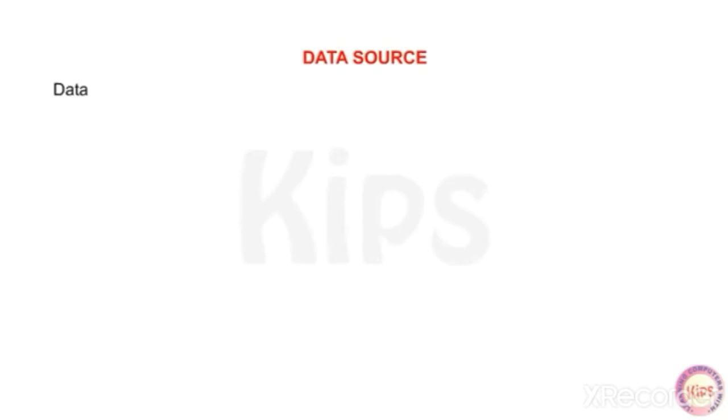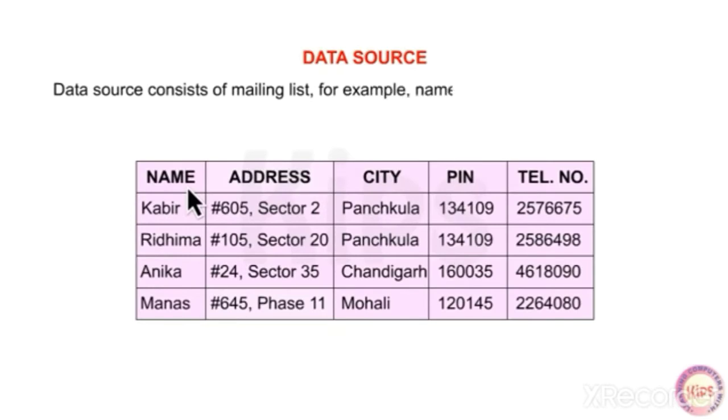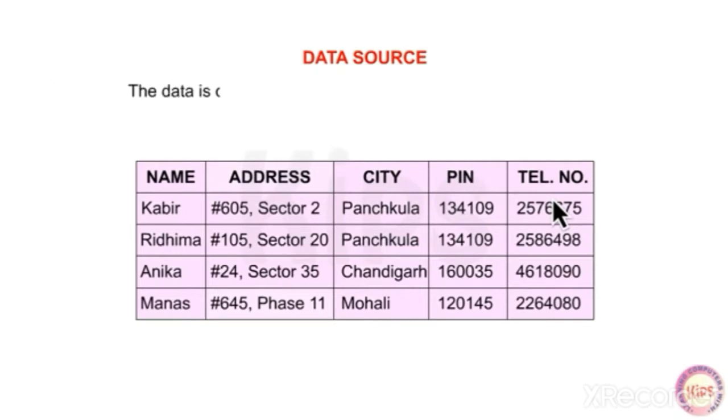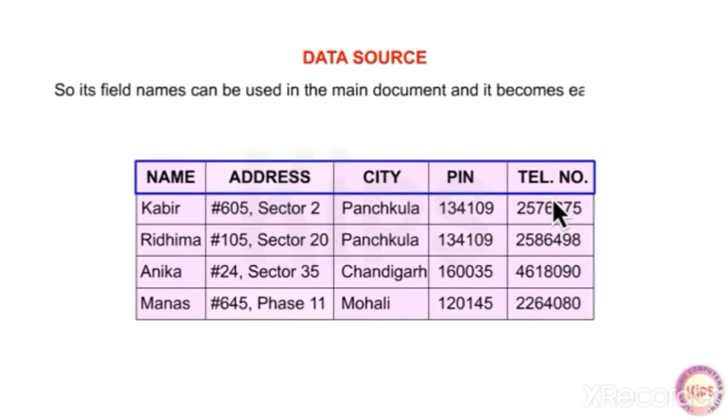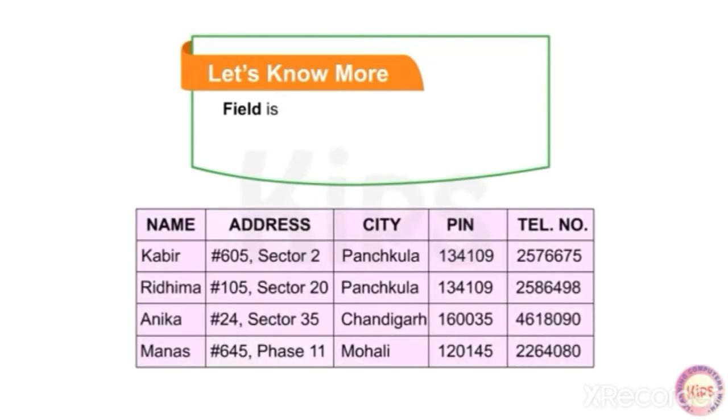Now we will discuss what a data source is. A data source consists of a mailing list. As you can see here, this is the mailing list. For example, name, address, city, PIN, telephone number, etc. Data is organized in tabular form along with the field names. The data source is associated with the main document, so its field names can be used in the main document and it becomes easy to merge addresses along with the main document. Let us know more.